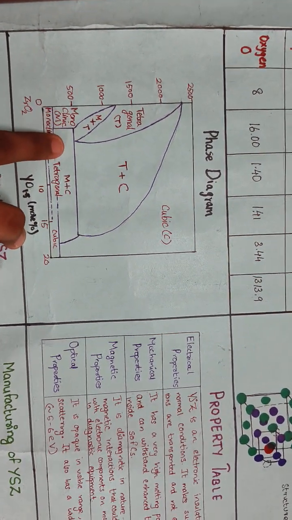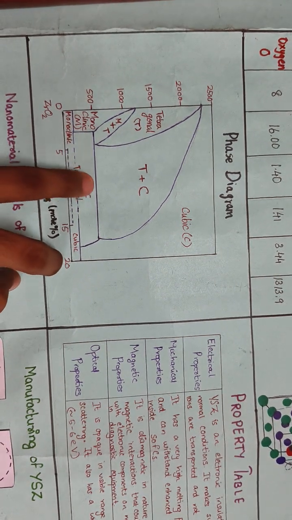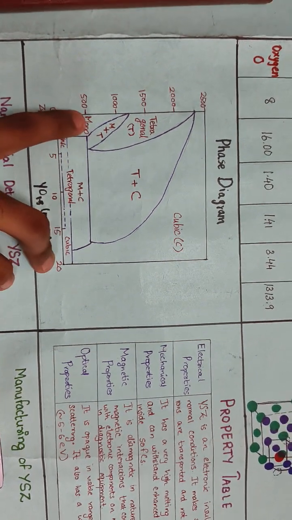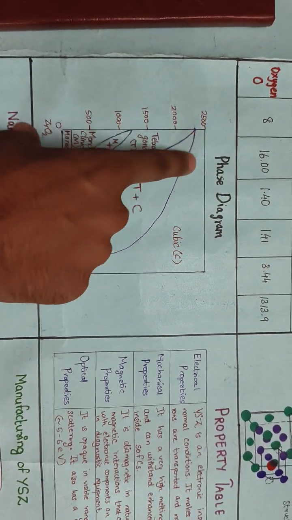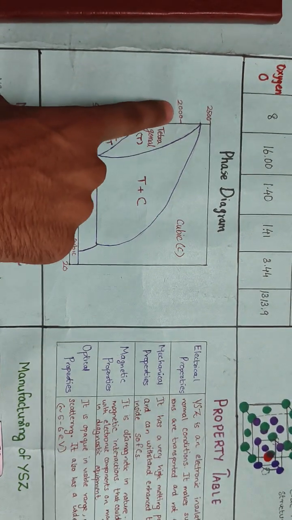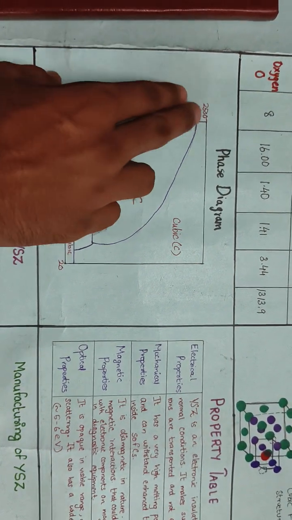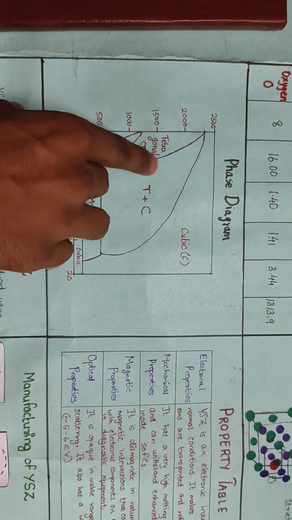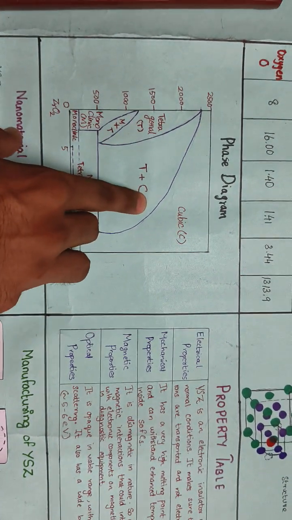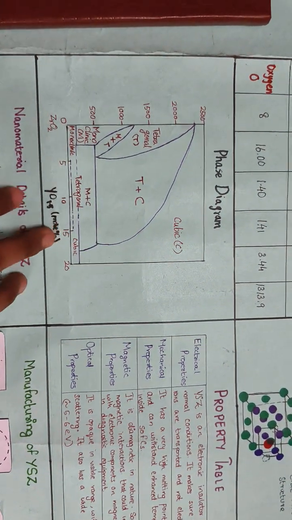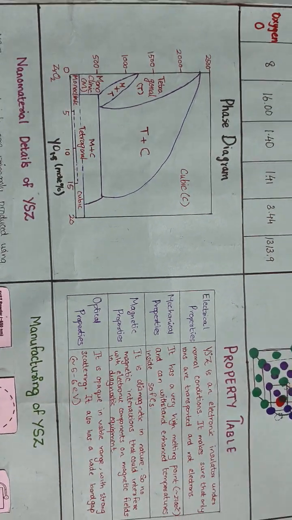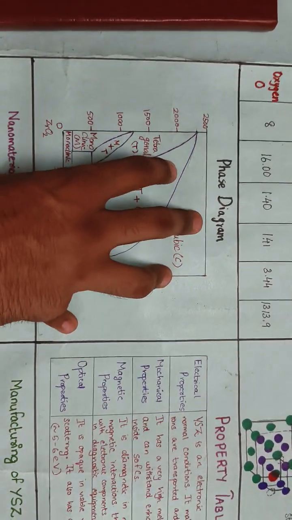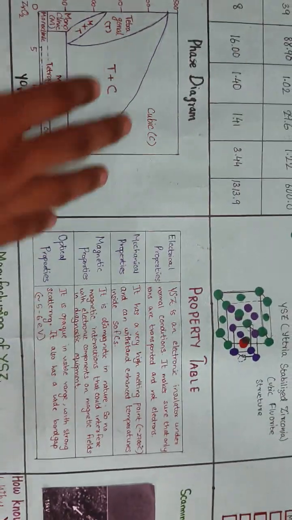Then as the mole percentage increases, it shows both monoclinic and cubic structure. Going up, at higher temperatures, as you can see, it shows cubic structure mostly. At a temperature below 2000, it's tetragonal or tetragonal plus cubic depending on the mole percentage. At a higher mole percentage, it shows a cubic structure. So this was the phase diagram for the given material.